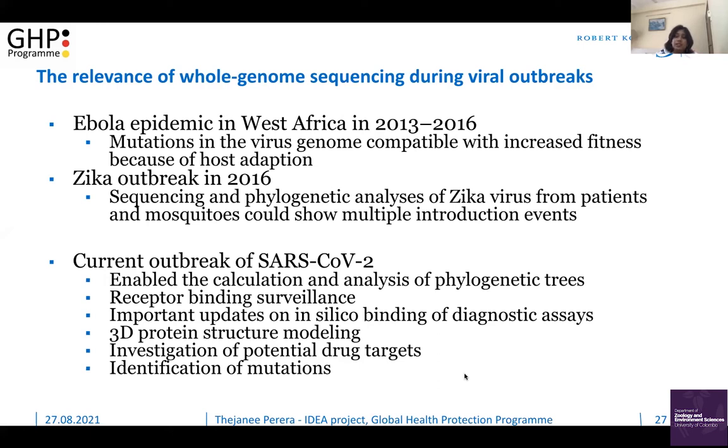For example, the current diagnostic assays were introduced at the beginning of the outbreak. We are still using them, but if there's a new variant, we can do whole genome sequencing and see if our diagnostic assays are still working to detect the coronavirus patients, COVID-19 patients. We can also use 3D protein structure modeling to investigate potential drug targets. And it's very important to identify mutations.